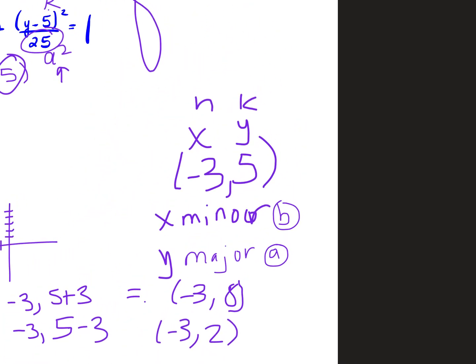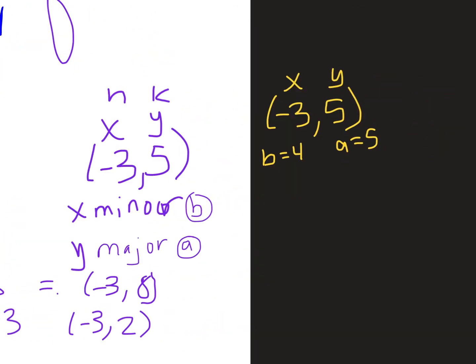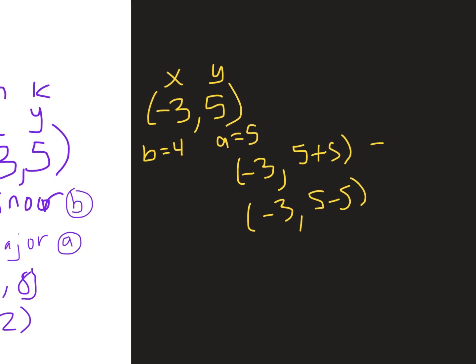So again, I have my center of -3, 5. So this is my x value, this is my y value. I'm going to use my b is 4, and I'm going to use a is 5 here. So I'm going to subtract and add to get my vertices. So I'm going to be at -3, 5 + 5, and -3, 5 minus 5 here, which would give me -3, 10 for my vertice, and -3, 0.